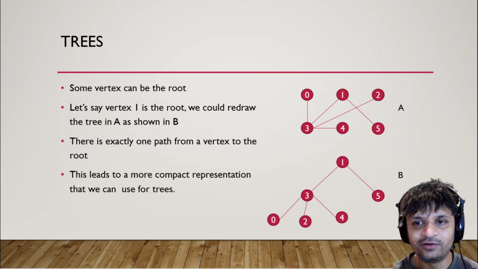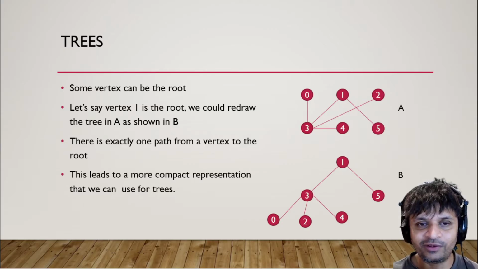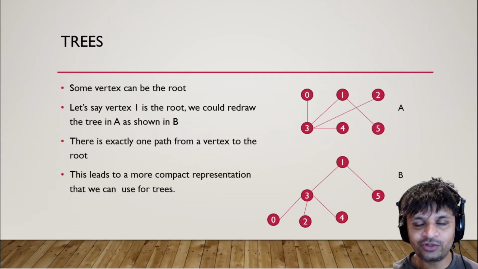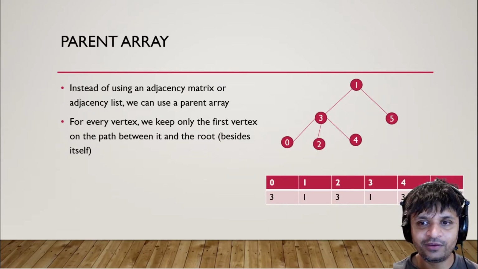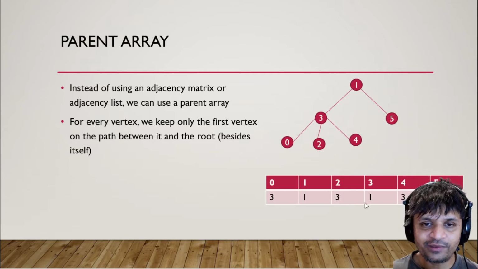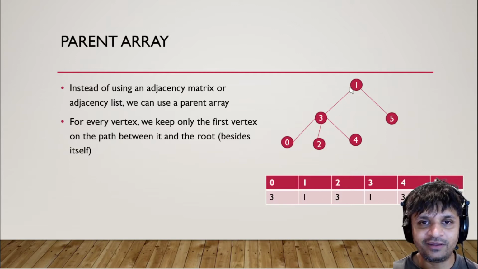compact representation for trees. When we represented graphs, we used either an adjacency matrix or an adjacency list, and these were potentially large representations. For a tree, we can use something called a parent array. In a parent array, we just have one entry in an array for each vertex. So here we've got the vertices 0 to 5, so we've got the entries 0 to 5. There's 6 elements in the array. And for every element, the item we store is what the parent of that vertex is in the tree.